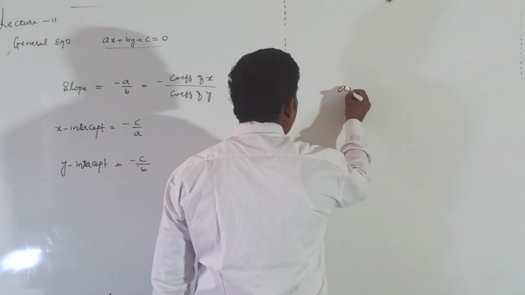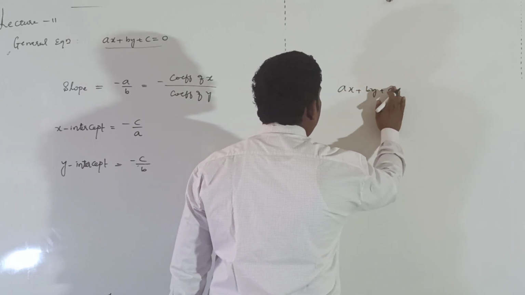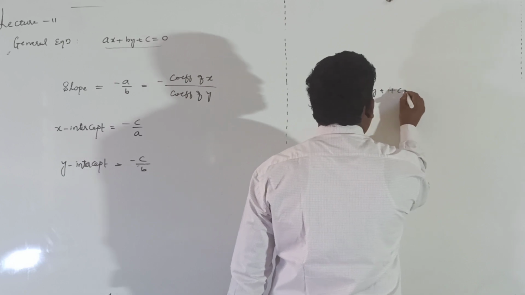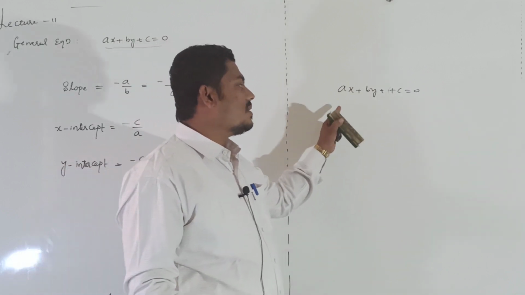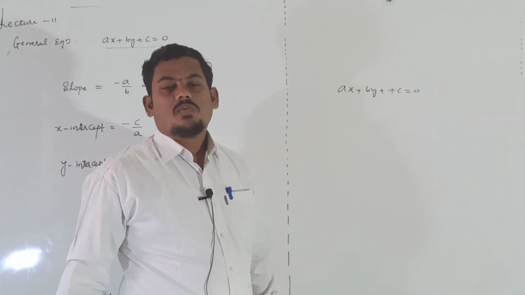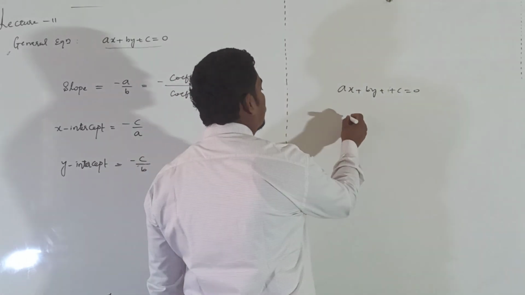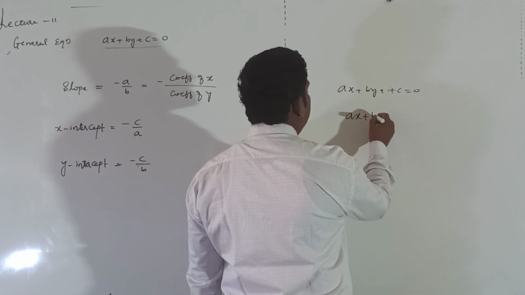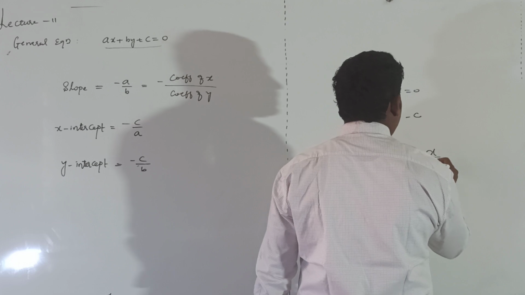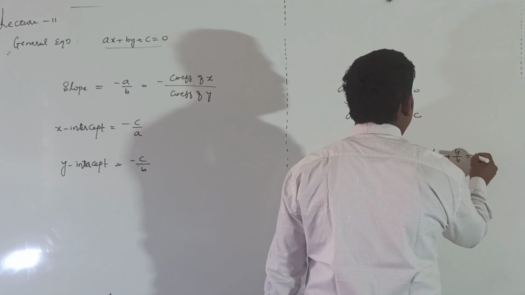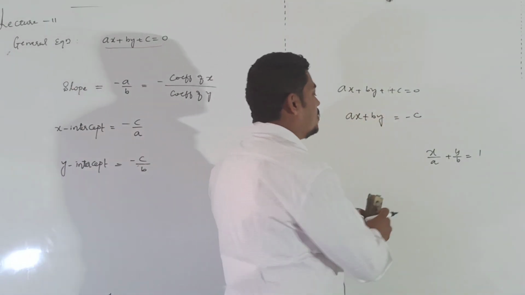I will show you. Take ax plus by plus c equal to 0. Just write this line in the form of x by a plus y by b equal to 1. Convert this line into intercept form. For that, ax plus by is equal to minus c. After that, the equation of the line in intercept form is x by a plus y by b is equal to 1. 1 means clearly the RHS expression should be 1.